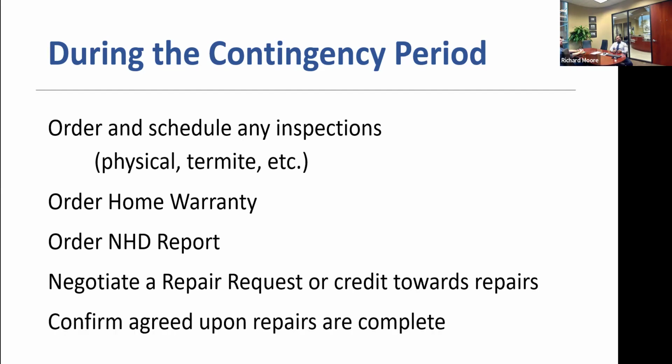And you're going to confirm agreed upon repairs are complete, when you do your final walkthrough, 5 days prior to closing. You're going to walk through, and if there are any repairs they agreed to make, you make sure those repairs have been completed. If there were no repairs agreed to, then when you do your final walkthrough, make sure the property is in the condition it was agreed to when you purchased the home.